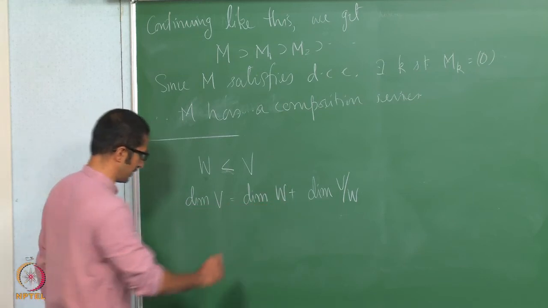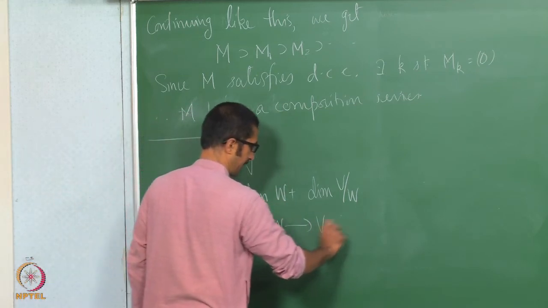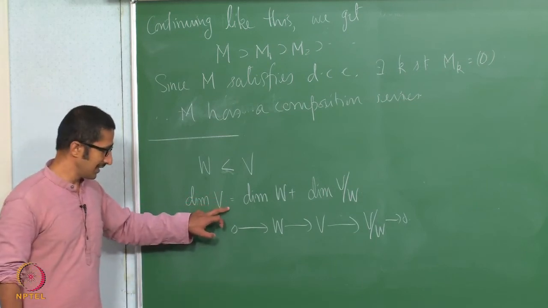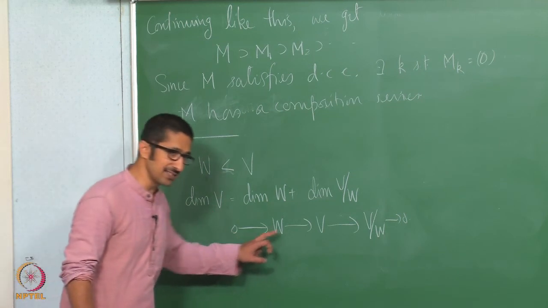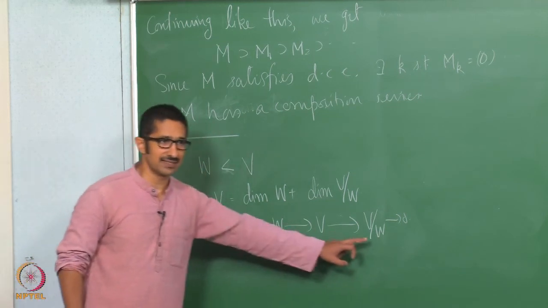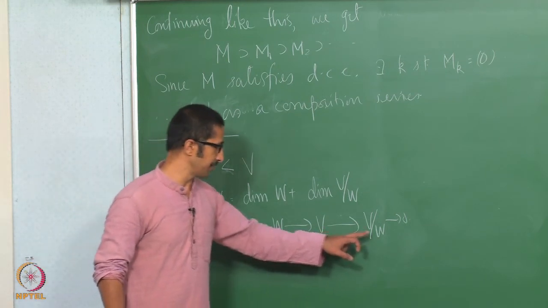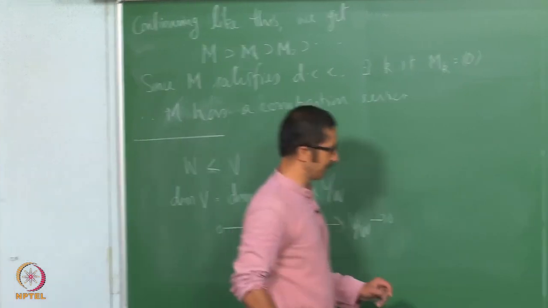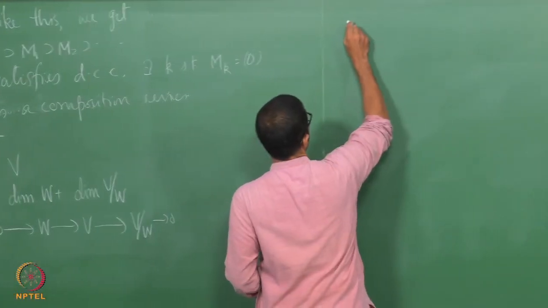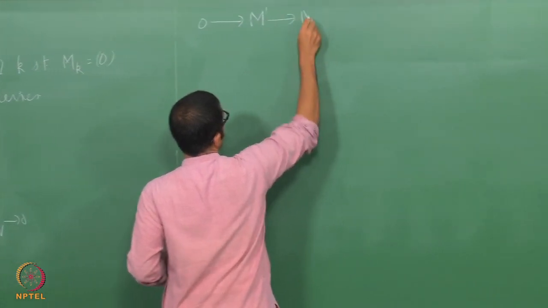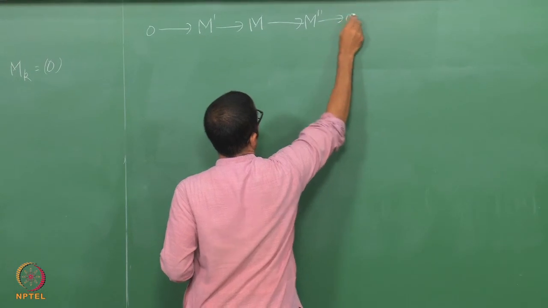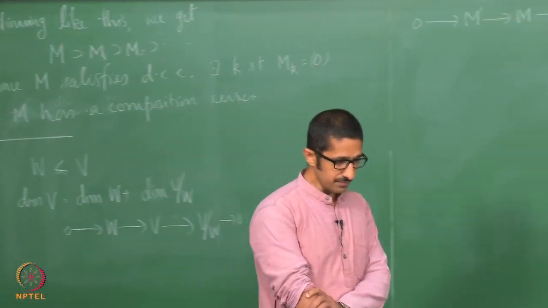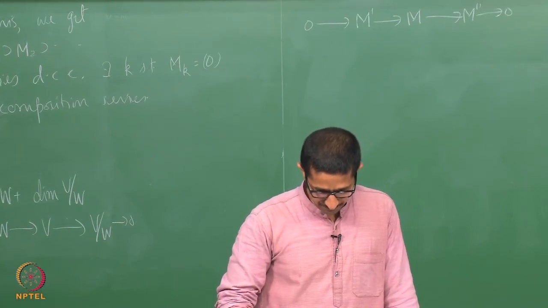How does this come? I have this exact sequence. What the rank nullity theorem says is that dimension is additive on the short exact sequence: dimension of W minus dimension of V plus dimension of V mod W is 0. Is this true for the case of modules? Suppose I have 0 to M prime to M to M double prime to 0, all of them modules of finite length.